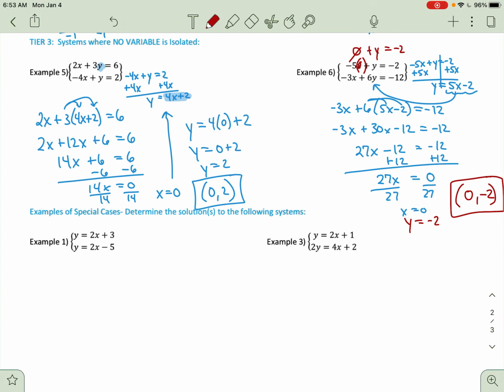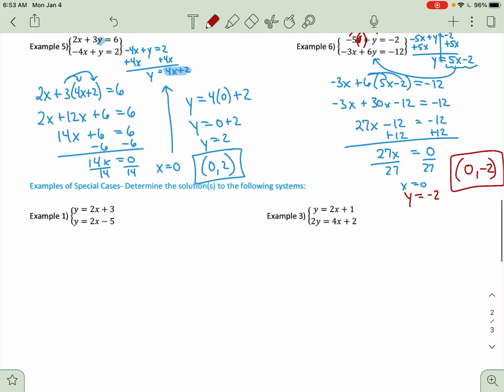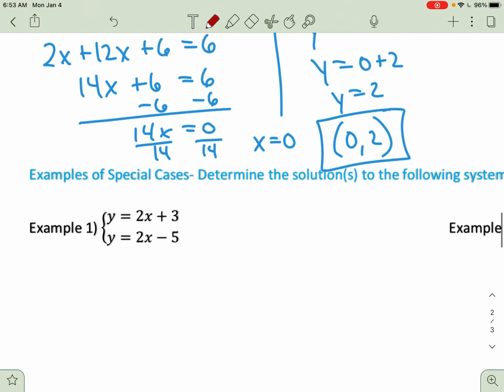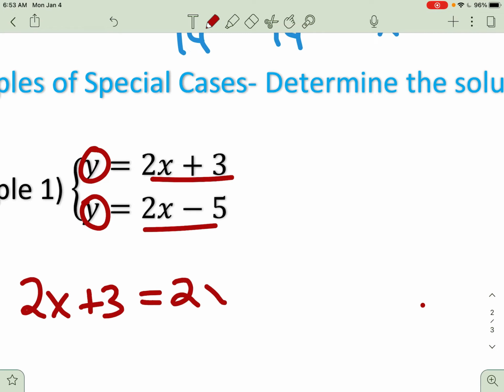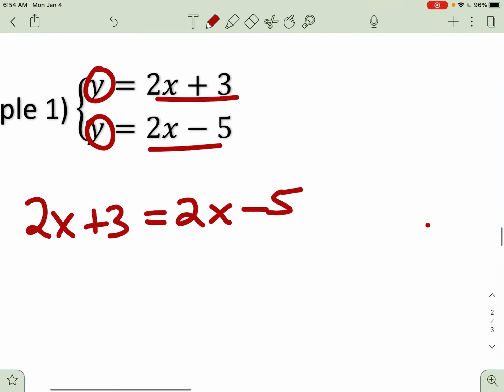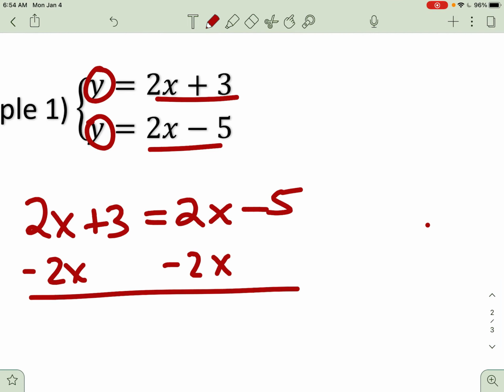All right. Last case, determine the solution to the following systems. Okay, so notice that these are isolated. These are special cases, and you'll see why when we get to the end. So since, again, the variable is isolated, we're just going to set them equal to each other, since the same variable is isolated. Okay, subtract 2x from both sides. It gives me 3 equals negative 5 because it cancels out.